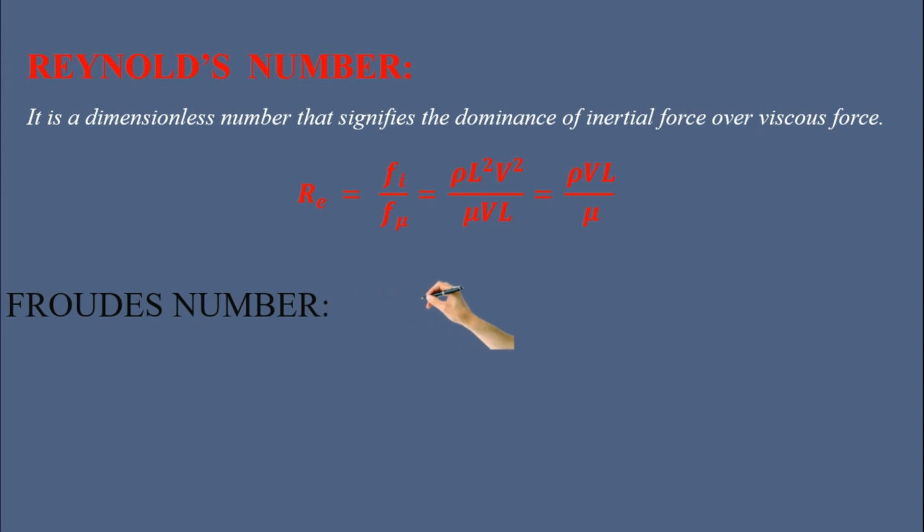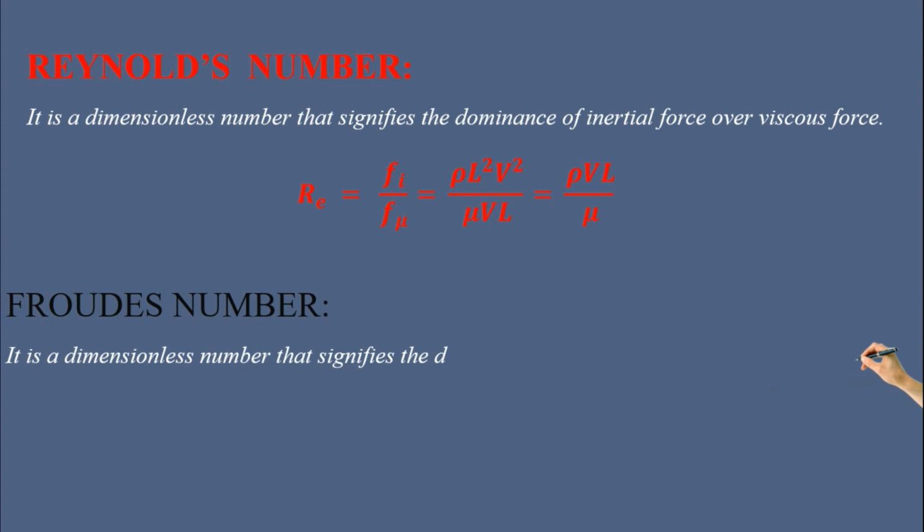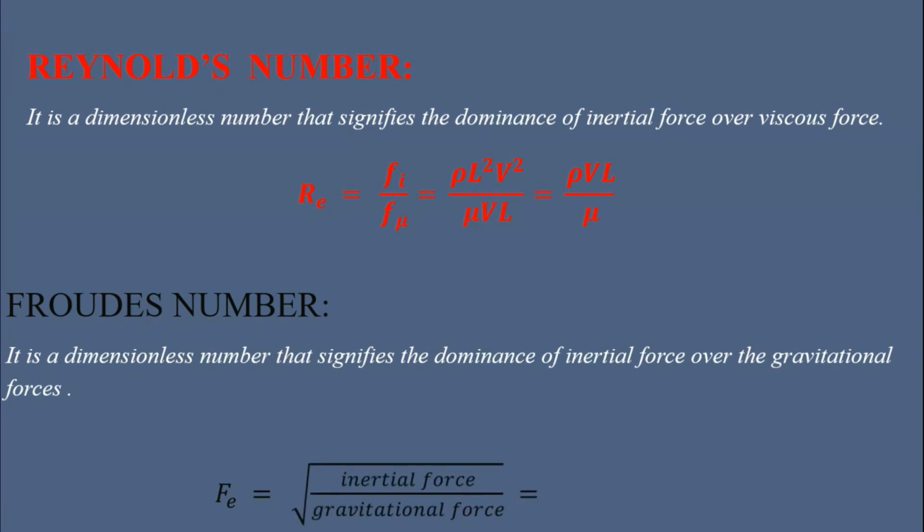Froude's number. It is a dimensionless number that signifies the dominance of inertial force over gravitational force. Froude's number is equal to the square root of inertia force divided by gravitational force, which is equal to V by the square root of gL. Since in open channel flow the flow takes place due to gravitational force, the analysis of open channel flow is done by Froude's number.